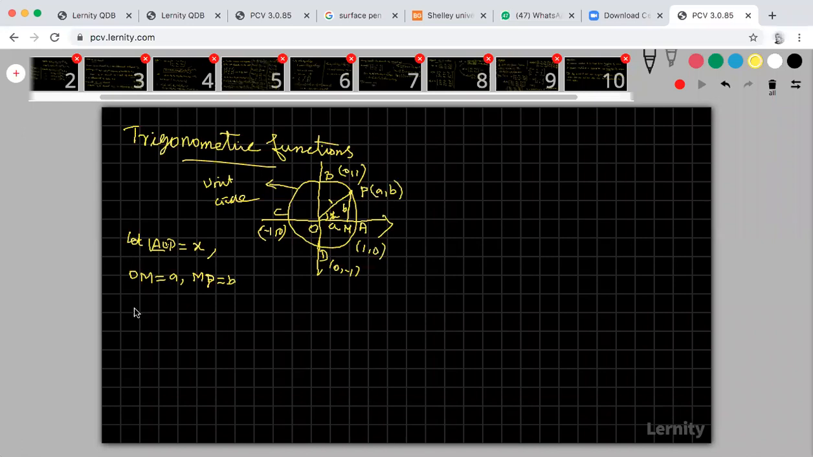Now, what is my cos x, cos theta? You have already studied in lower classes, 10th standard, that cos theta is defined as adjacent side by hypotenuse. This is a right angle triangle. So adjacent side by hypotenuse. What is my adjacent side?